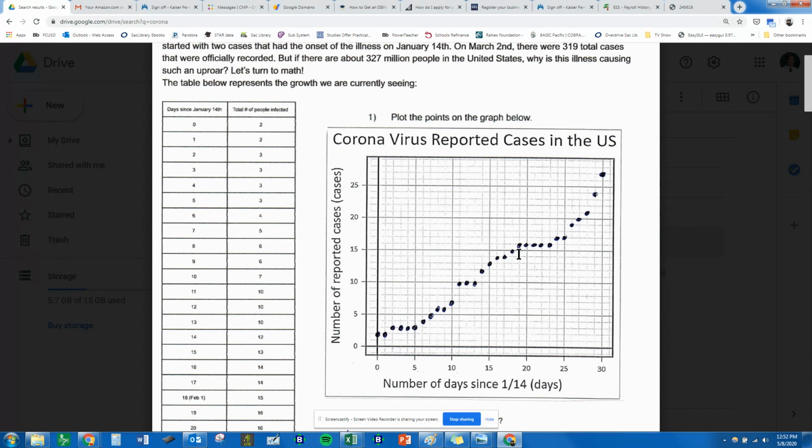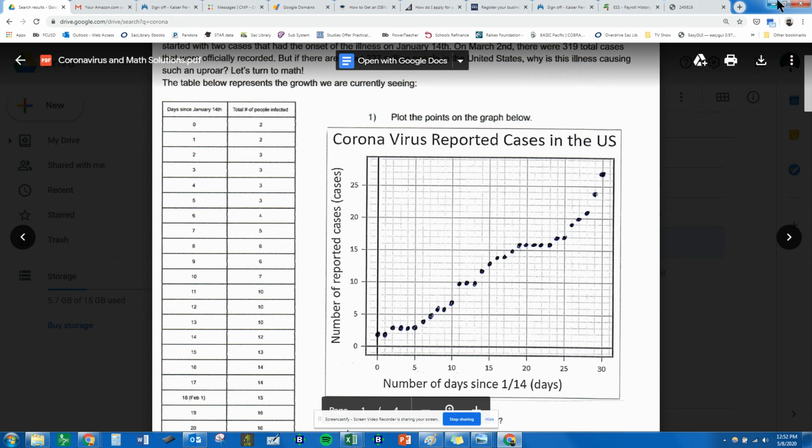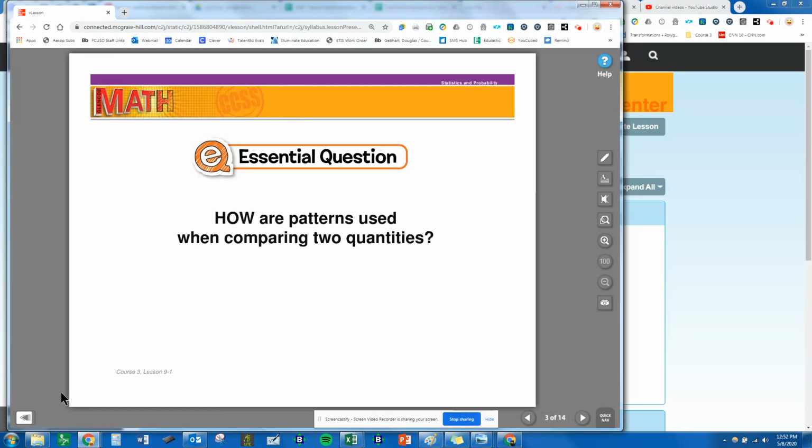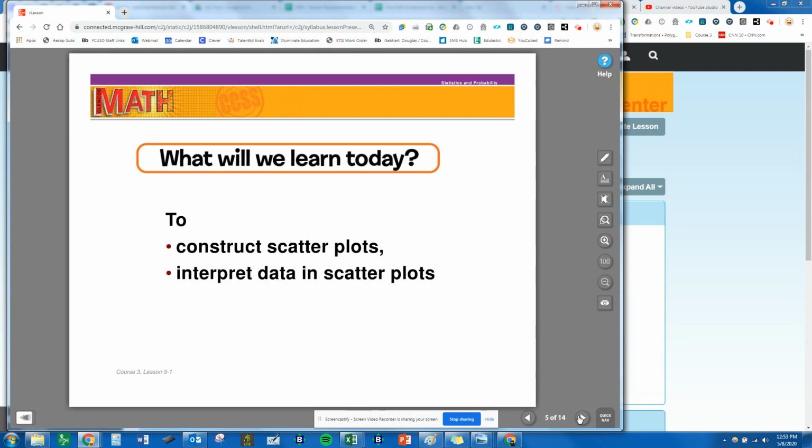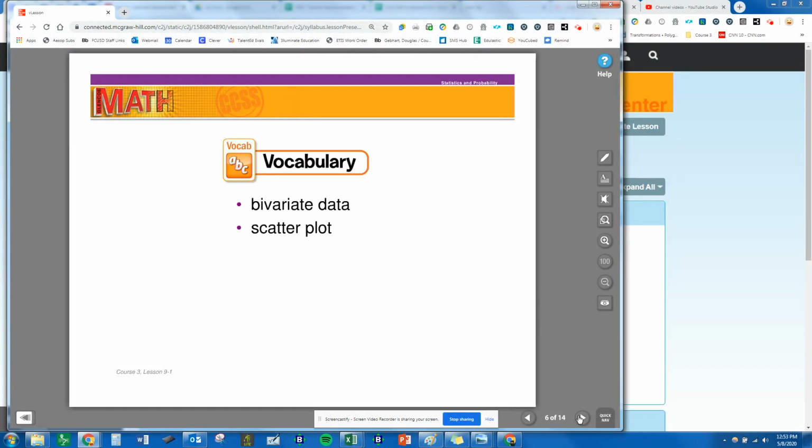So let's pause on this case study, and we'll come back to it in a little bit. Let's get into our lesson about how we can actually make a scatter plot and then use it to make a prediction. Here's our standard, I'll just skip over that, where we learn today how to make a scatter plot and how to interpret data in it.